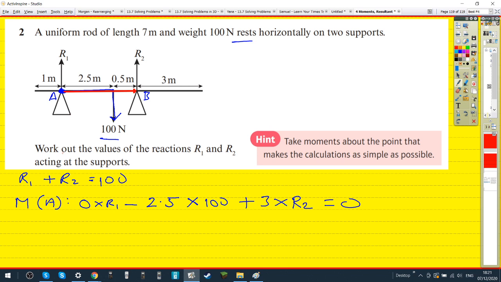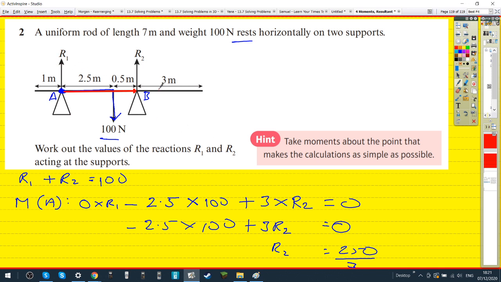Can I use my calculator? Yep. Even though we've got R1 and R2 here, well, 0 times R1. So does it just become minus 2.5 times 100 plus 3 times R2 equals 0? Yeah, and that's why we take moments about A to eliminate it. I got 250 over 3. So reaction 2 is 250 over 3.